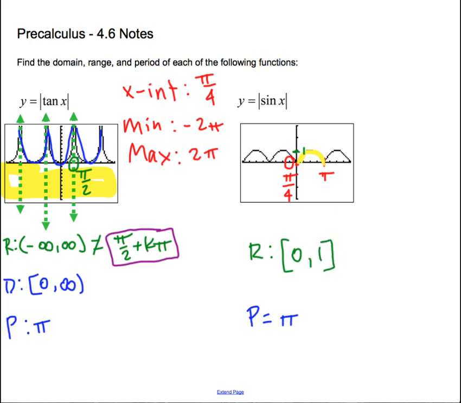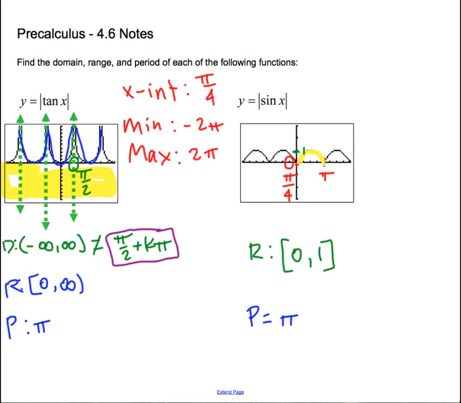And you know what? I think I've got my tangent stuff labeled backwards. This should be range and this should be domain. So let's fix that while we're over here. Domain and range.